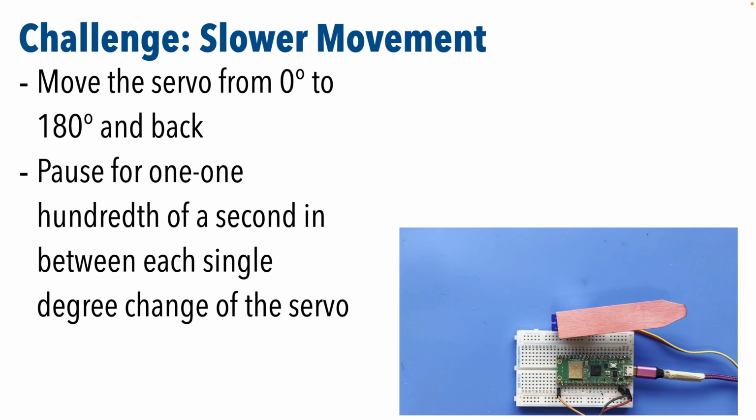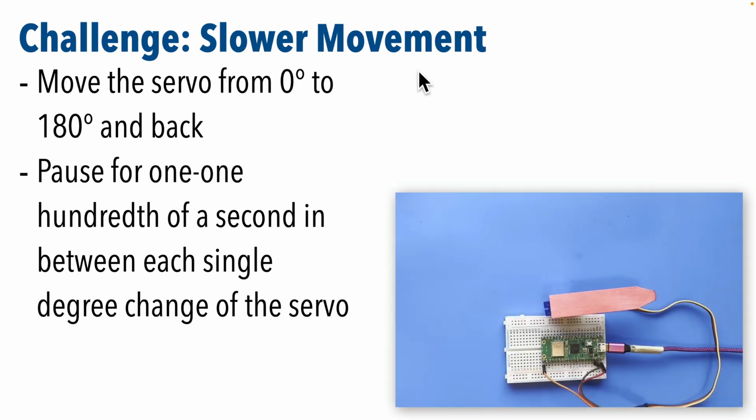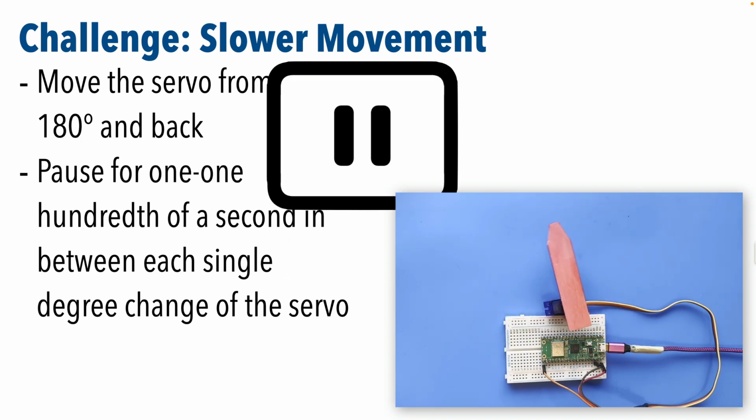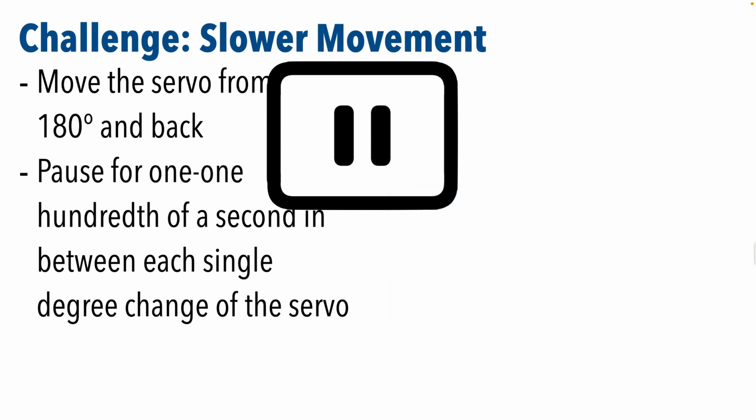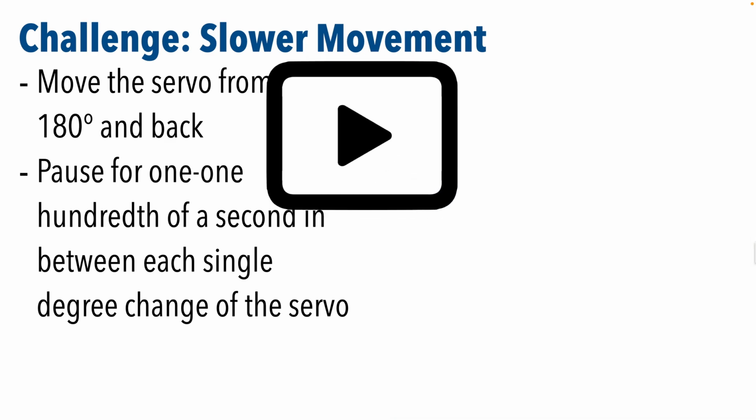How about a challenge? One thing you'll notice is that servos move abruptly from one angle location to the next, but sometimes you don't want that. Why don't you try to make your servo move slower and smoother? Sweeping from 0 to 180 and back, we'll wait 1/100th of a second in between each degree change of your angle. So why don't you try that? Pause, give it a shot, and we'll compare answers.